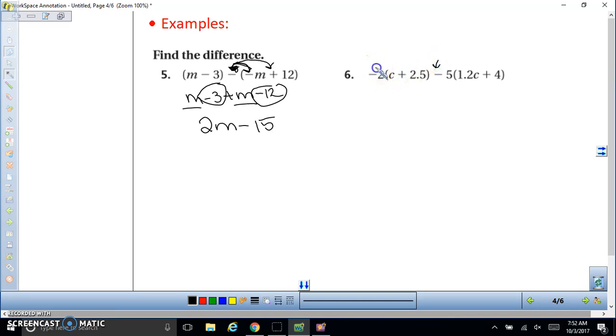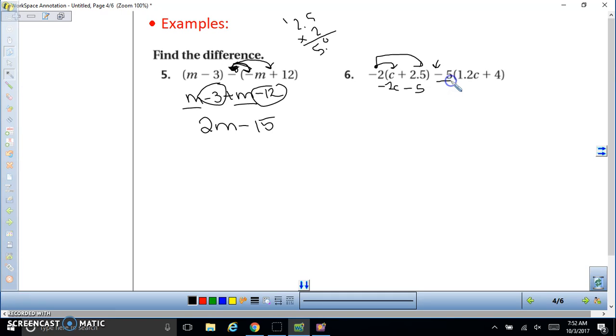Okay, so we're going to distribute this -2 with multiplication. So this is going to say -2c plus, and then -2 times positive 2.5 is negative. Let's do our little multiplication. 2.5 times 2. 5 times 2 is 10. 2 times 2 is 4, plus 1 is 5. 1 decimal place. And so, -5.